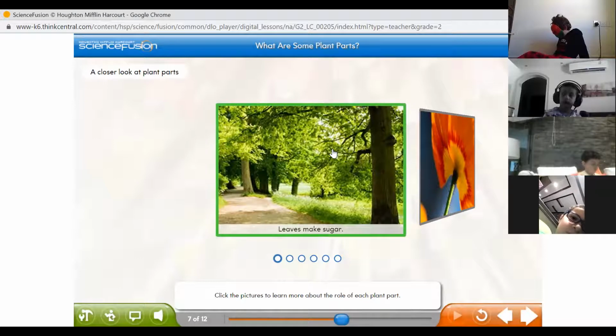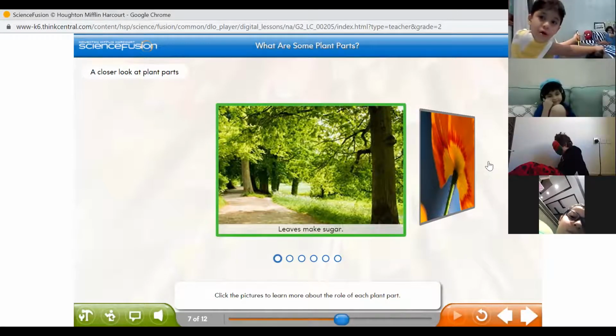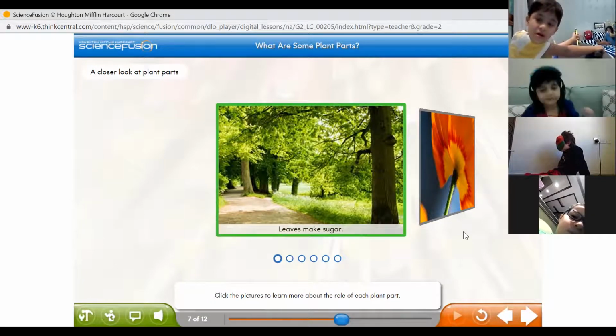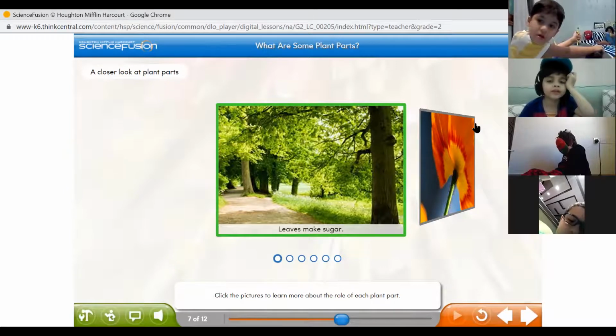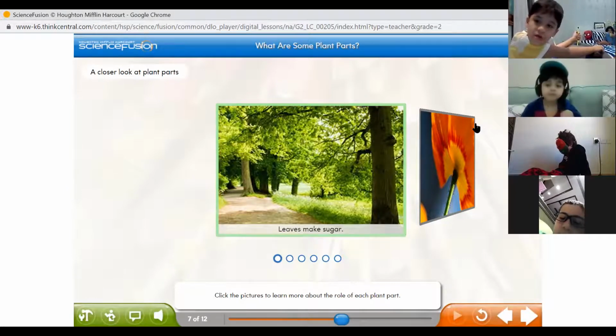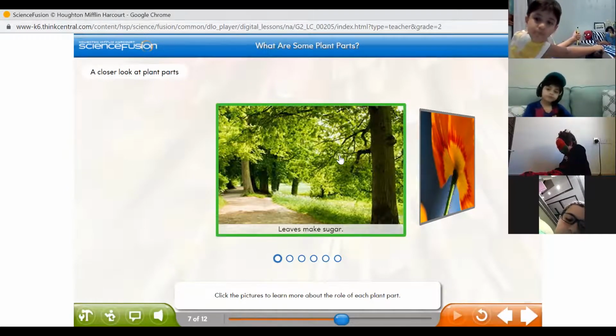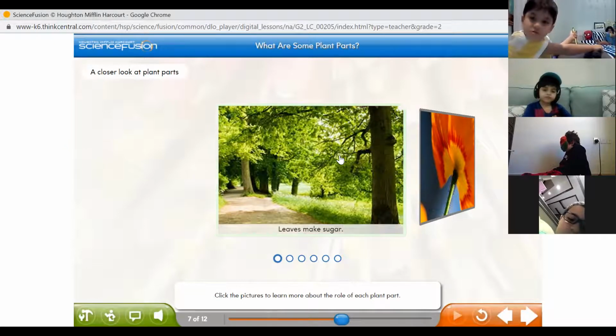Now let's see leaves. What do they do? Leaves. We said from before. Where are you guys? Yeah, Abdul Aziz. What did we say? Leaves, what do they do? They use the process to make food for the plant. Excellent, it uses the process of photosynthesis. Excellent. So leaves make sugar.